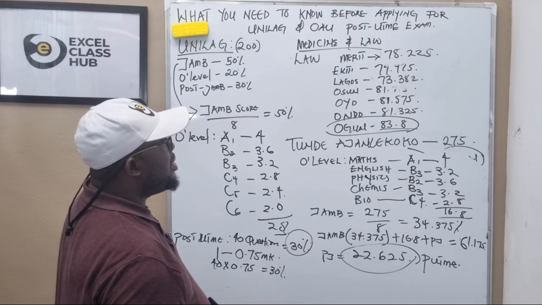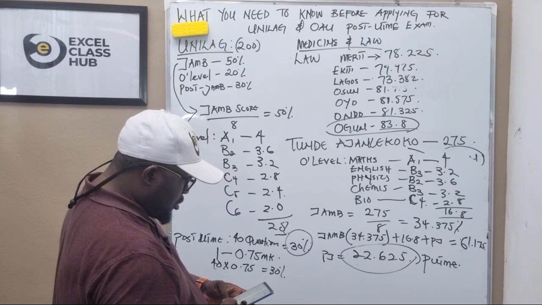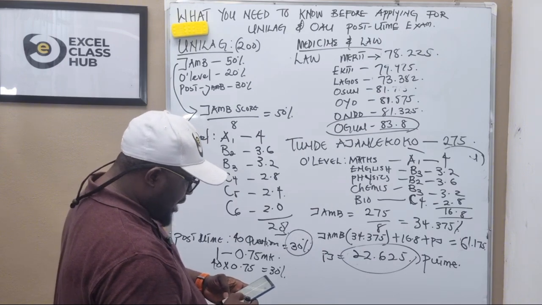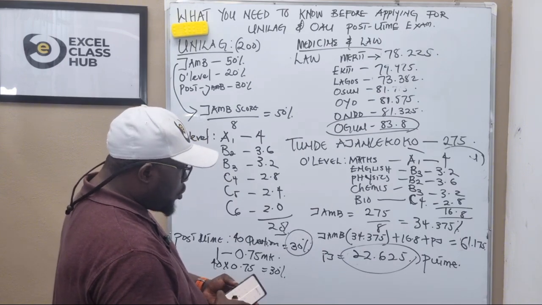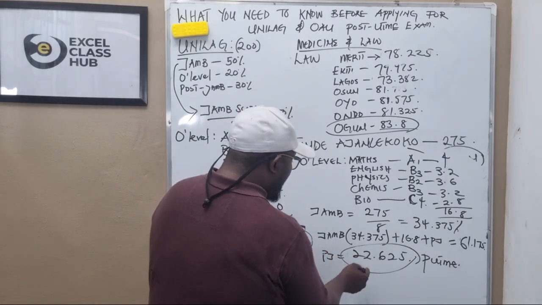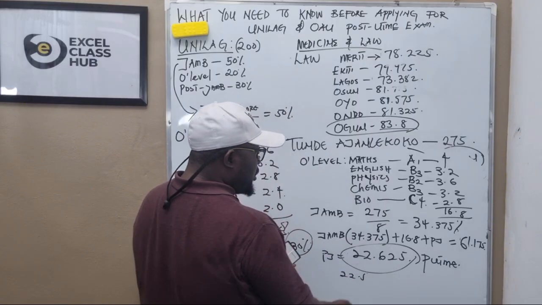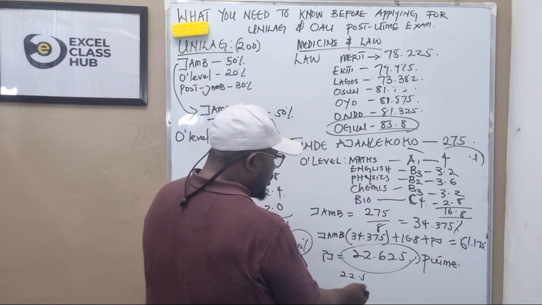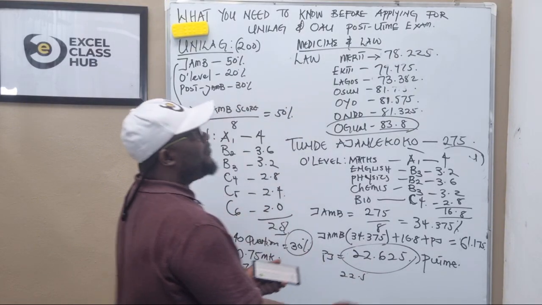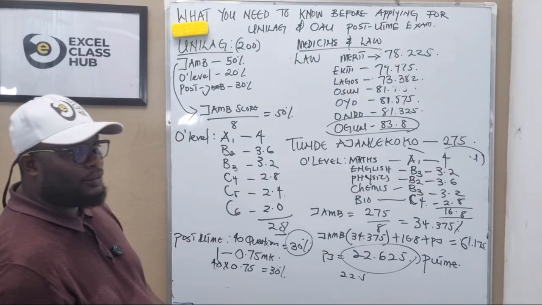And to get 22%, maybe you need to score out of 40. Maybe you need to get 30 questions correctly. Let's say 30 over 40. That's 30 times 0.75. So if he scored 30 out of 40 correctly, that will give him 22.5, which does not even meet it. So you need to score like 34 to 35 questions correctly in the post-UTME.